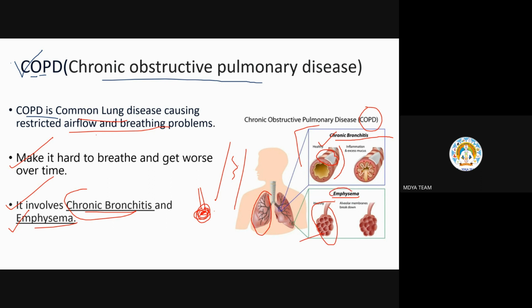If the problem is at the level of your bronchial tubes, then it will be bronchitis. Okay, very simple. This is just to make you more clear about the disease. Is this clear to all? We'll move towards the disease. Yes, ma'am. Okay, very good.